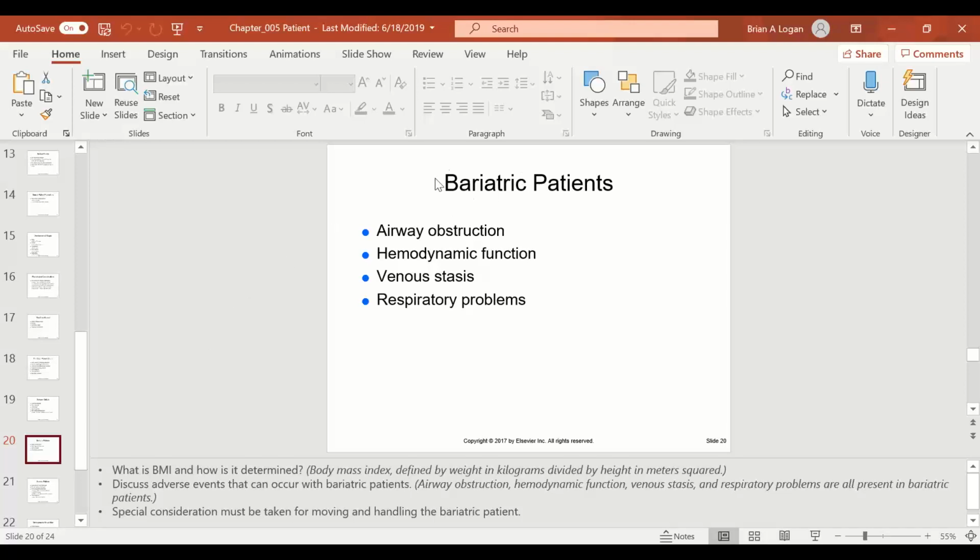The category of bariatric comes from your BMI, or what's known as your body mass index. And the way that they figure this out is that they take your weight in kilograms and they divide it by your height in meters squared. And then that comes up with a number, and that's your body mass index. And then they compare that to the chart as to where you fall. Are you obese or morbidly obese? If you're obese and morbidly obese, then you fall into that bariatric category.